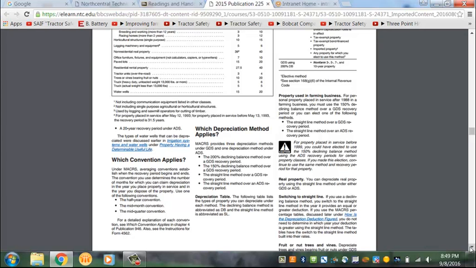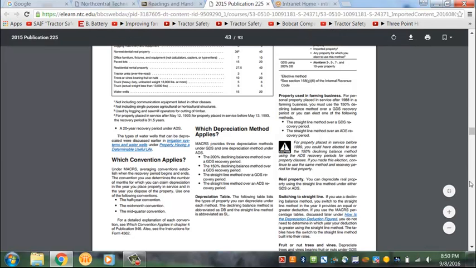A mid-quarter convention means that 40% or more of the total assets that were bought in the year were bought in the last 3 months of the year. So if 40% or more of the assets were bought in October, November, and December, then you have to use this mid-quarter convention, and the mid-quarter convention uses smaller depreciation percentages because the objective is to avoid having people purchase things all at year-end.